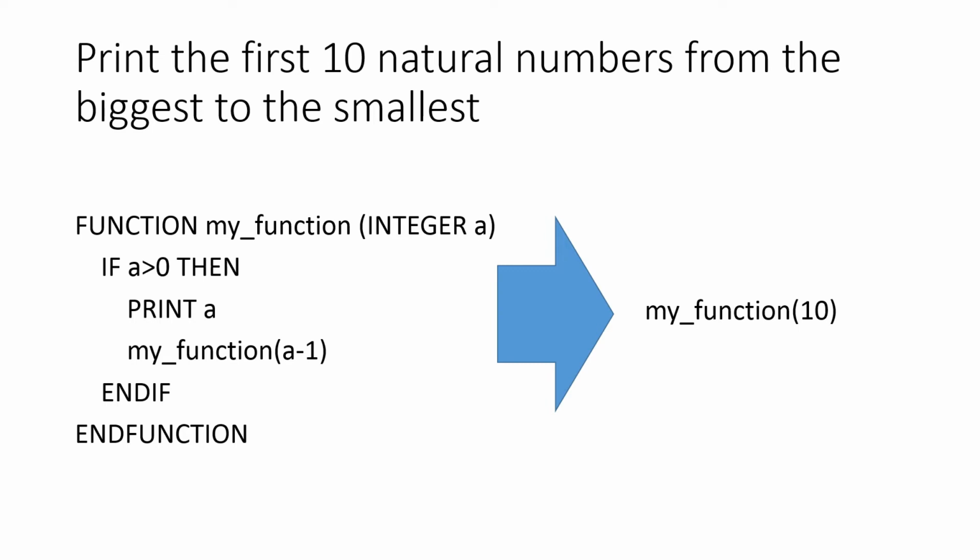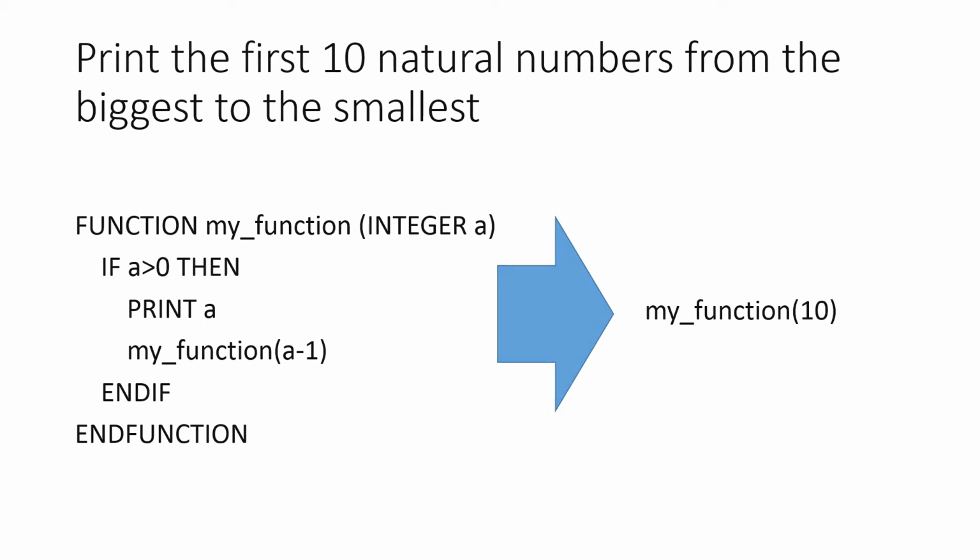So to print the first 10 natural numbers from the biggest to smallest, we would call my function with argument 10. Looking at the left side, the first time a is equal to 10, and at the second line, a is bigger than 0, yes, so it prints 10 and then calls my function with 9. It goes again: print 9, call my function with 8, print 8, call my function with 7, and keeps doing it until 0. When it's 0, it just returns everything. So only that call would be the answer to our question.